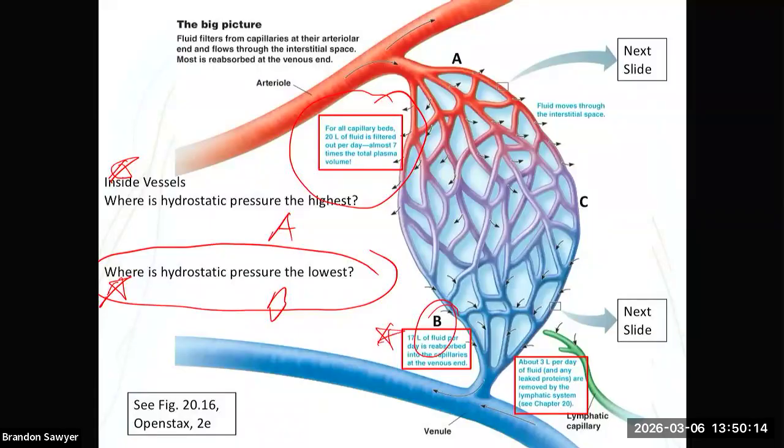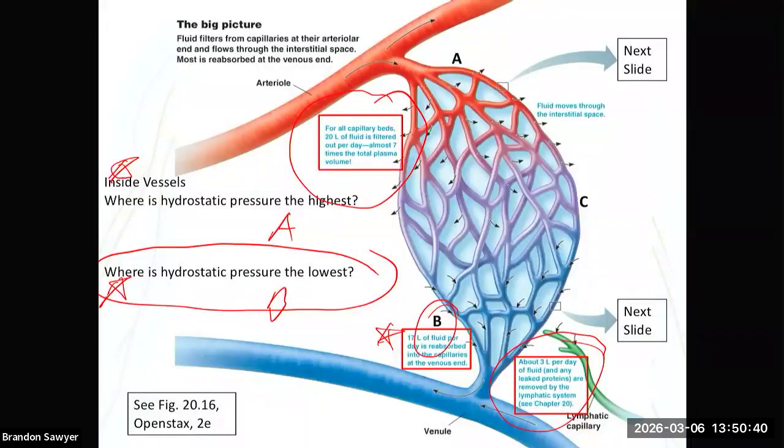And you can see that it does. So 20 liters leaves, but then by the time that blood gets to the other side of the capillary bed, 17 liters of that fluid has already come back. Okay, but that leaves 3 liters, right? There's 3 liters there that didn't get recovered, and again, that's half or more than our total blood volume, right? So we definitely can't afford to lose 3 liters of fluid every day to the interstitial space.